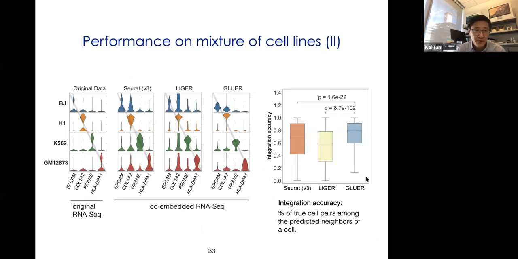Okay, so the cell type identity can be confirmed using the known cell line marker genes as shown here. This is the original RNA-seq data. This is the co-embedded RNA-seq data. As you can see, it's not that clear, but you can see the cell type marker gene is very well separated for the GLUER prediction compared to the other two. And again, using this integration accuracy metric, we show the accuracy is significantly higher for the GLUER integration result.